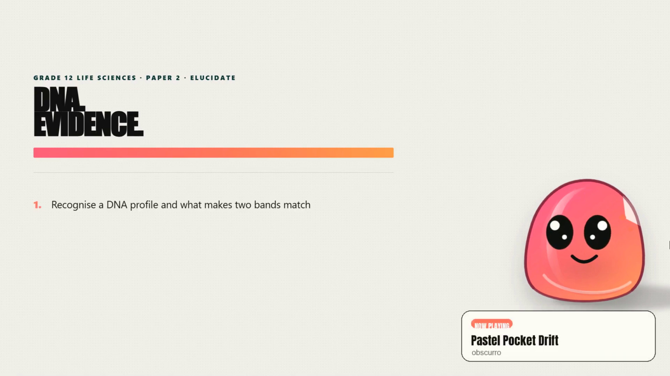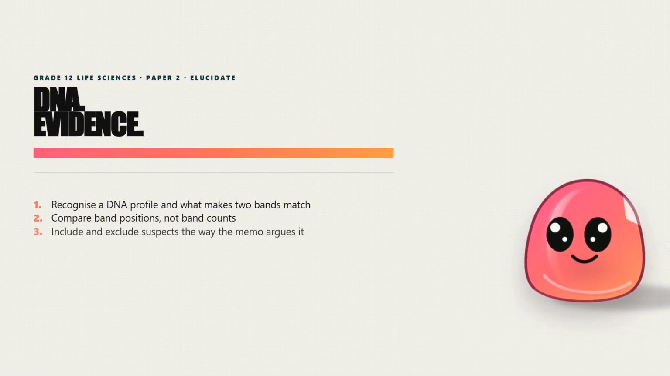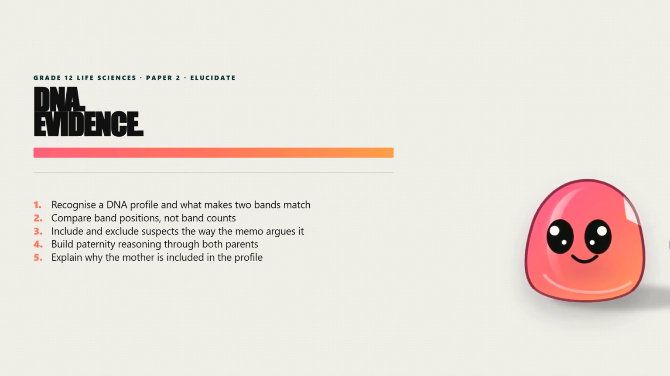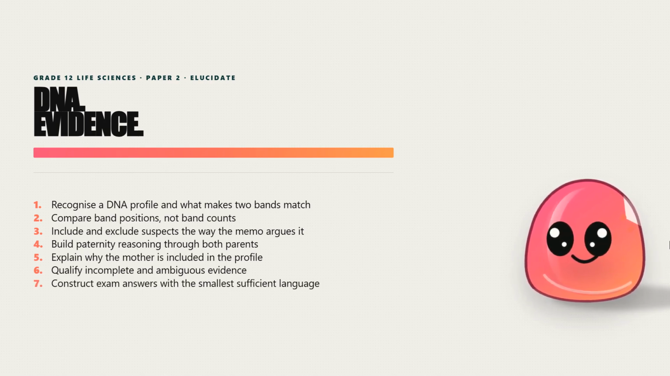This lesson is about DNA profiling and how to read biological evidence the way the memorandum does. By the end, you'll be able to compare band positions, include or exclude a suspect, reason through a paternity case, and write conclusions that stay inside the evidence. Start here. Two lanes of DNA bands sit side by side. How do you decide they match?